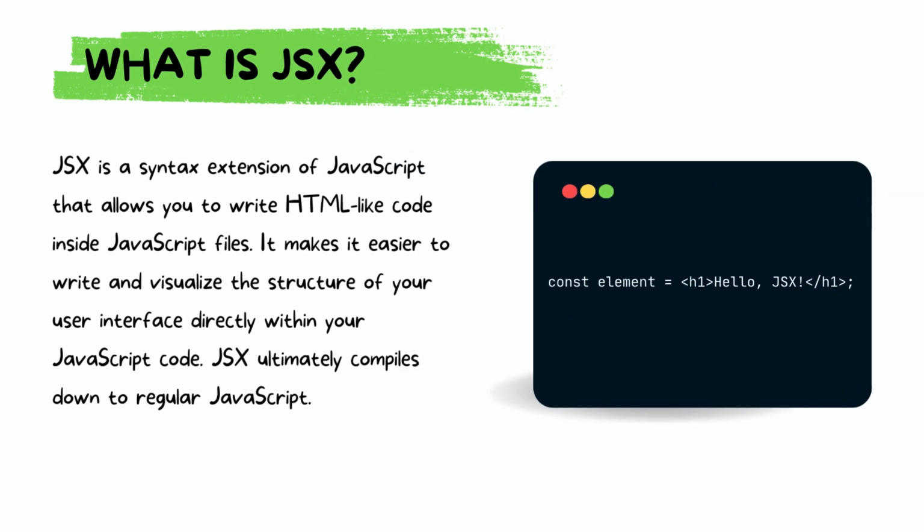What is JSX? JSX is a syntax extension of JavaScript that allows you to write HTML-like code inside JavaScript files. It makes it easier to write and visualize the structure of your user interface directly within your JavaScript code. JSX ultimately compiles down to regular JavaScript. Let's look at the example code. Here, we see JSX in action, creating a simple heading element. Although it looks like HTML, it's written in JavaScript, and React uses this to render the actual elements on the page.